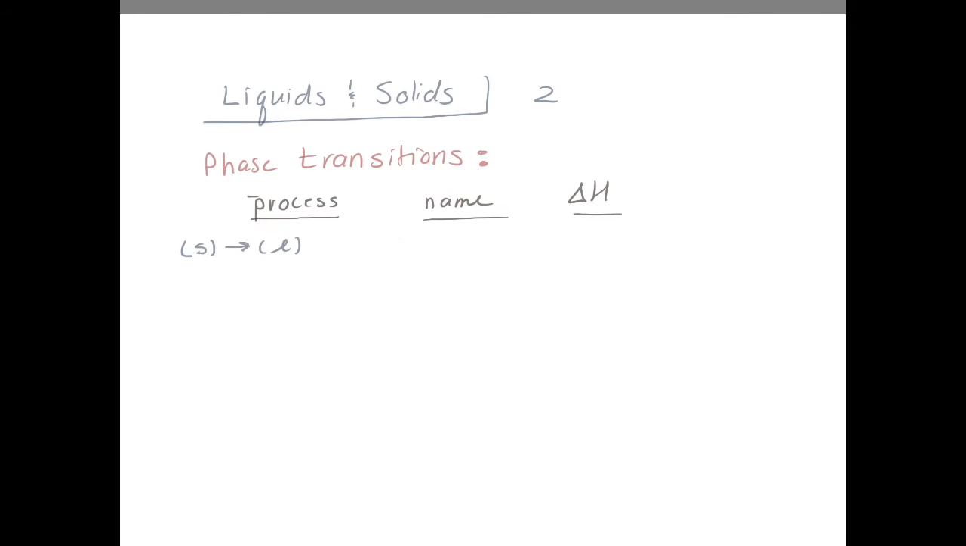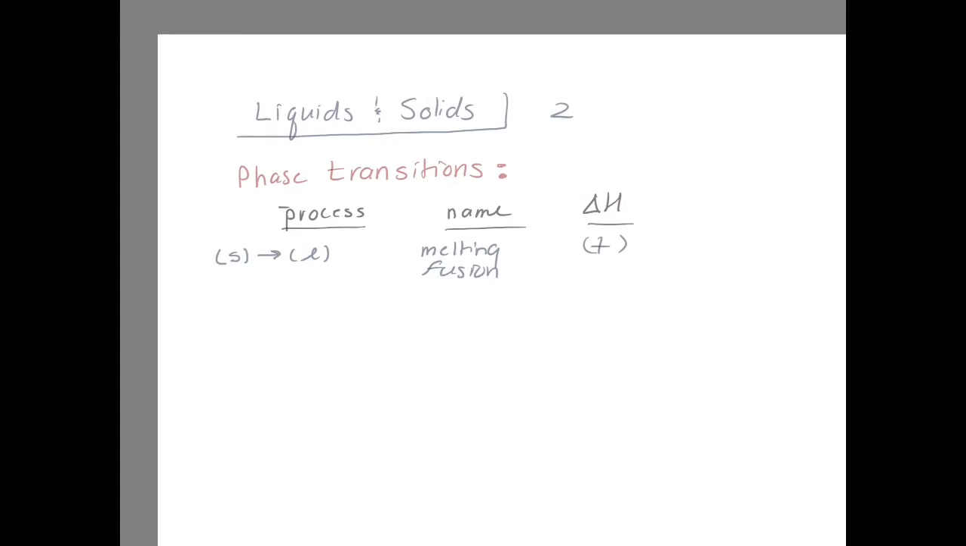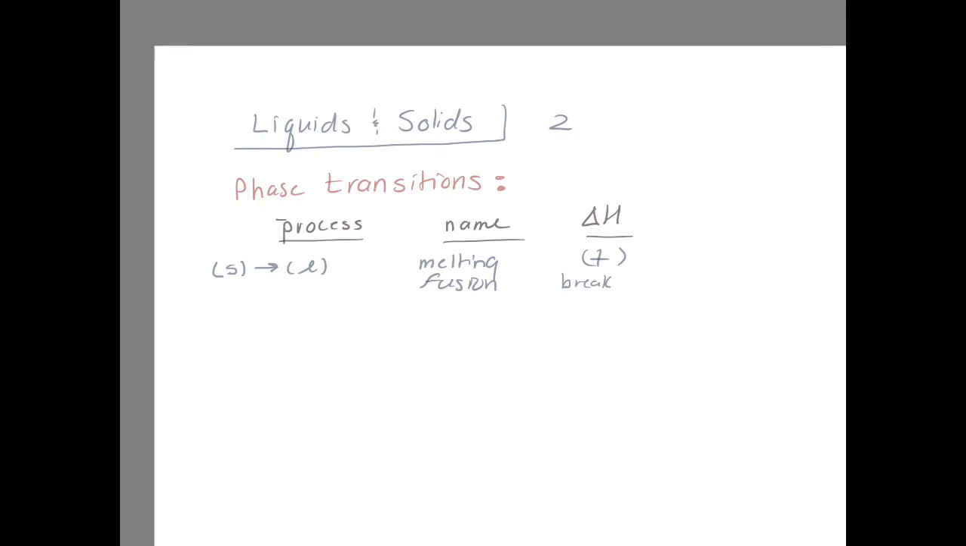First, if we go from a solid to a liquid, that's called melting. We also refer to it as fusion. The enthalpy change is positive. It's positive because we have to add energy to break the intermolecular forces. The symbol is delta H fusion.